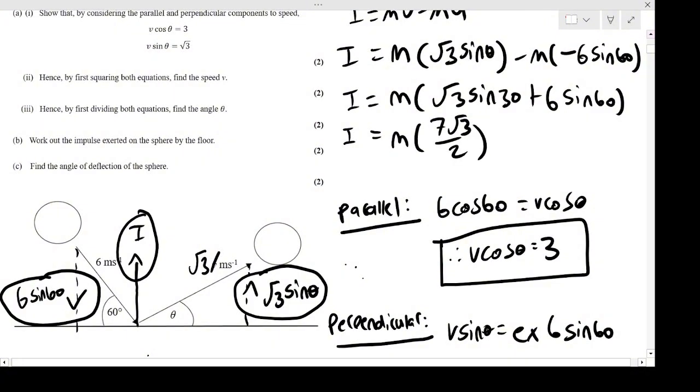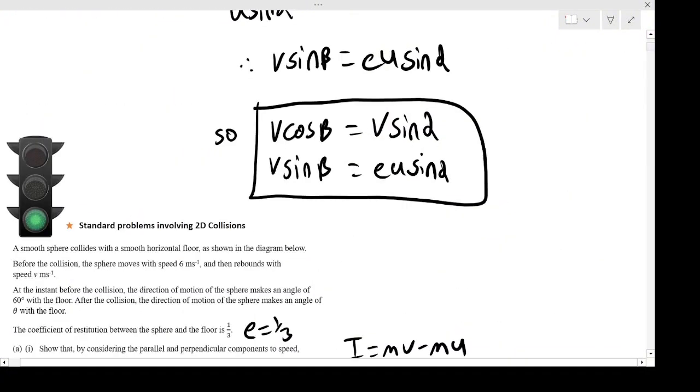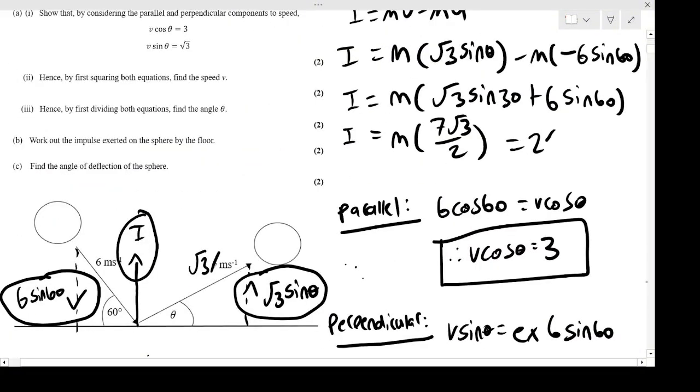And there we are. Now, I didn't include the mass. My apologies. Let's just say the mass is 1. Let's keep it very simple. Actually, no, I'm going to call it 2. Let's say the mass is 2. So 2 lots of 7 root 3 over 2 just goes to 7 root 3, and that is my impulse. So that's the key idea.